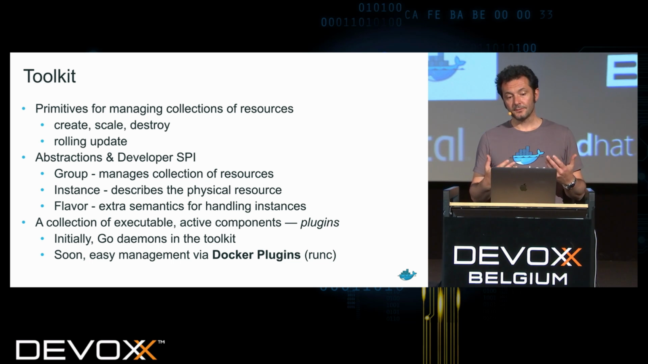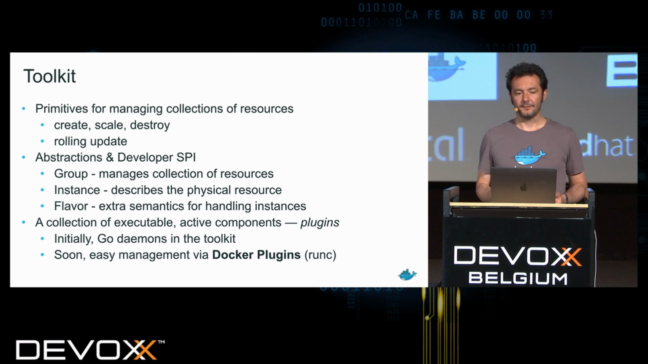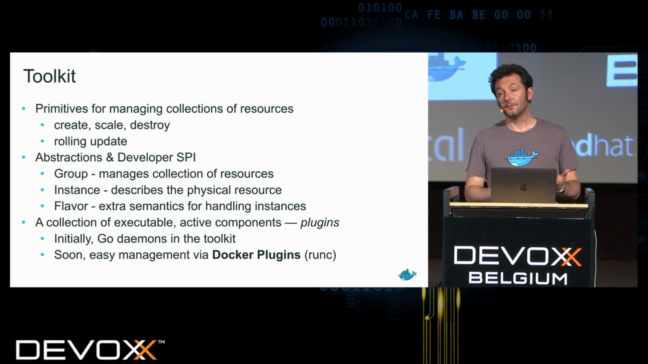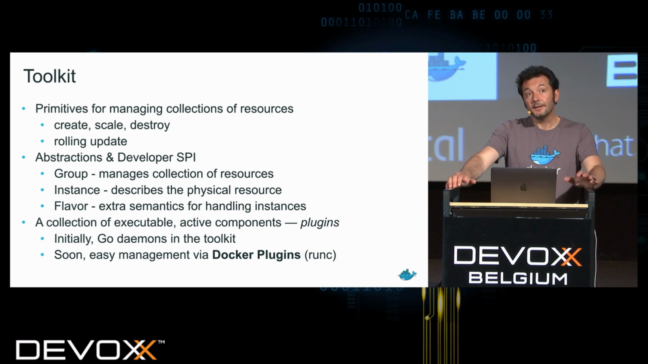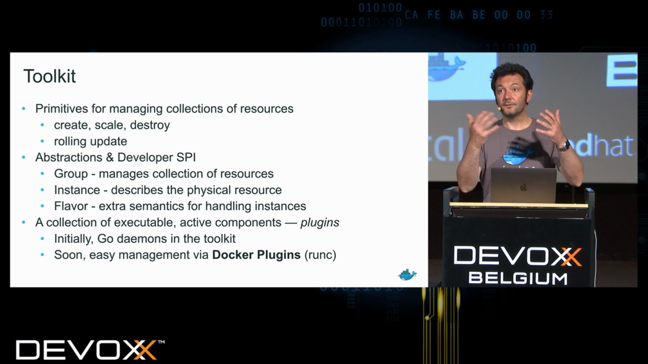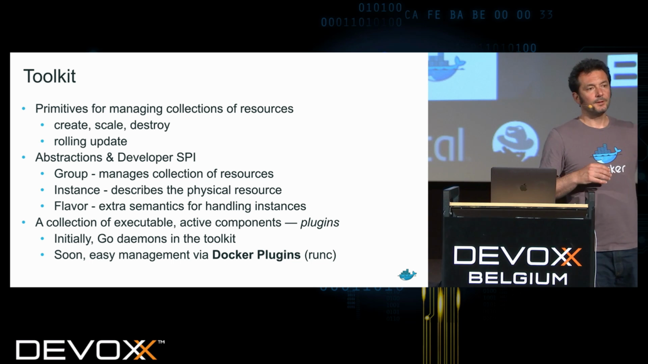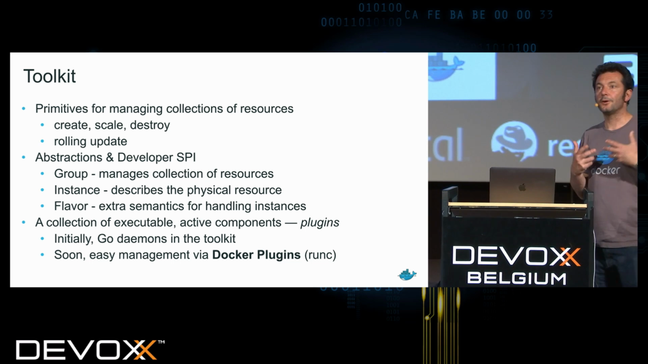There's an abstraction for developers: groups, instances, and flavors. Flavors are what you install on the instances. For example, you would have a Zookeeper flavor or a Swarm flavor to install Swarm on a cluster. And then it's implemented as a collection of Go executables. These are Go daemons that talk to each other. But the goal at the end of the day is to implement InfraKit as a set of Docker plugins.